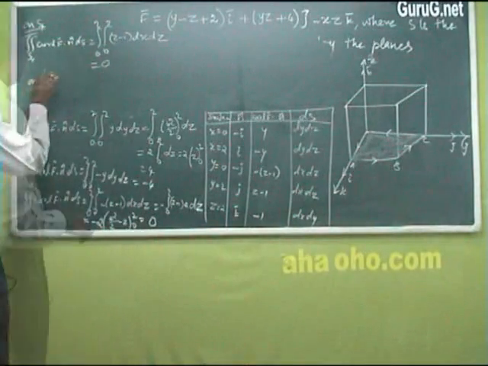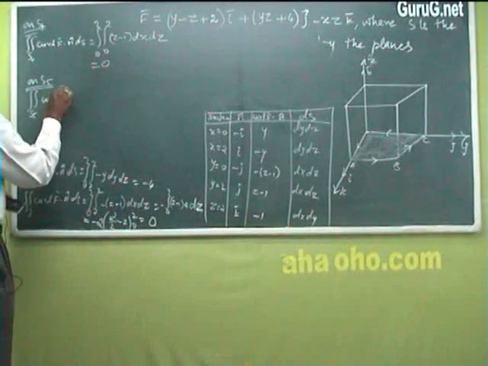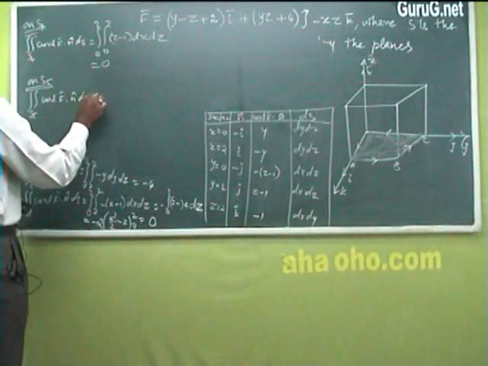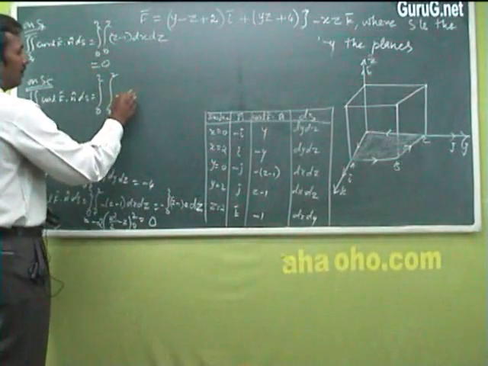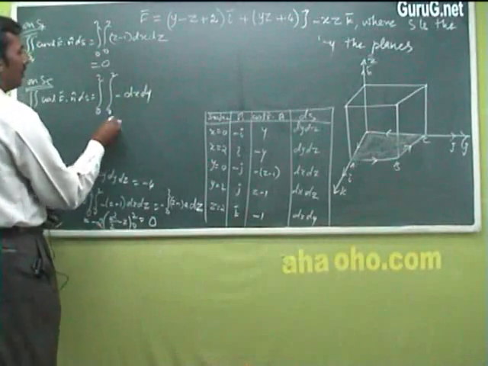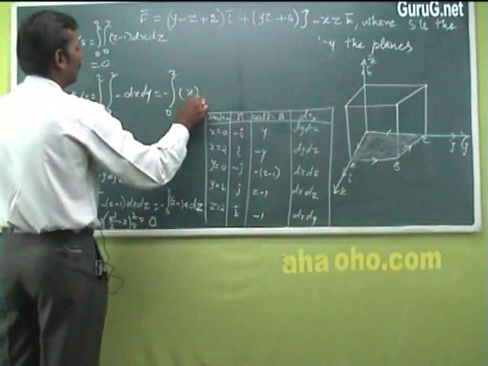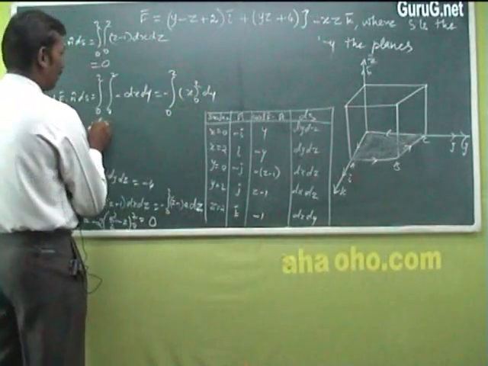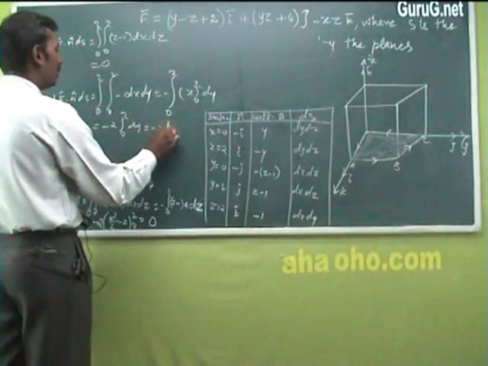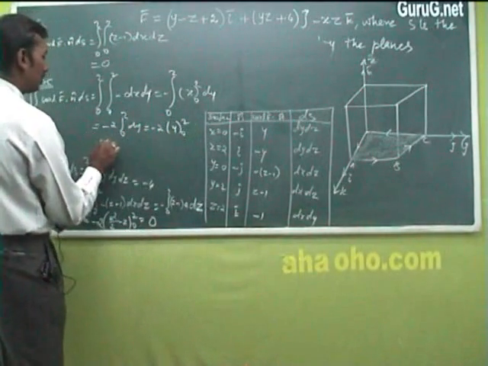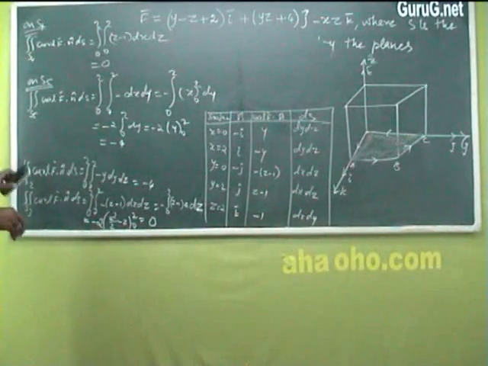On S5, so the integral over S5 of curl F dot n cap dS. So 0 to 2, 0 to 2, so minus dx dy. When I take the minus value, 0 to 2 into x, 0 to 2 dy. So minus 2 into 0 to 2 dy. So minus 2 into, so minus 4, right?